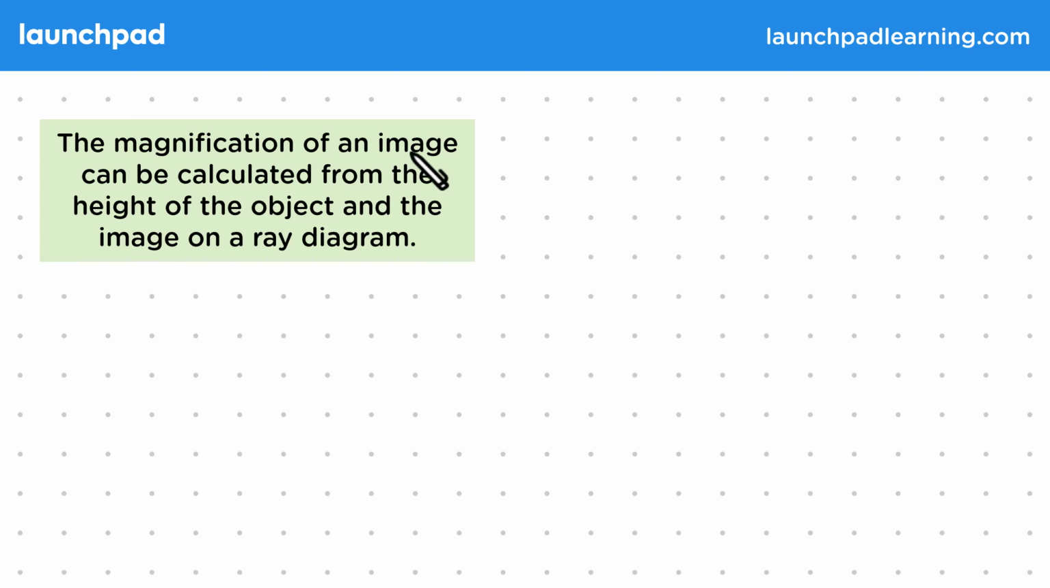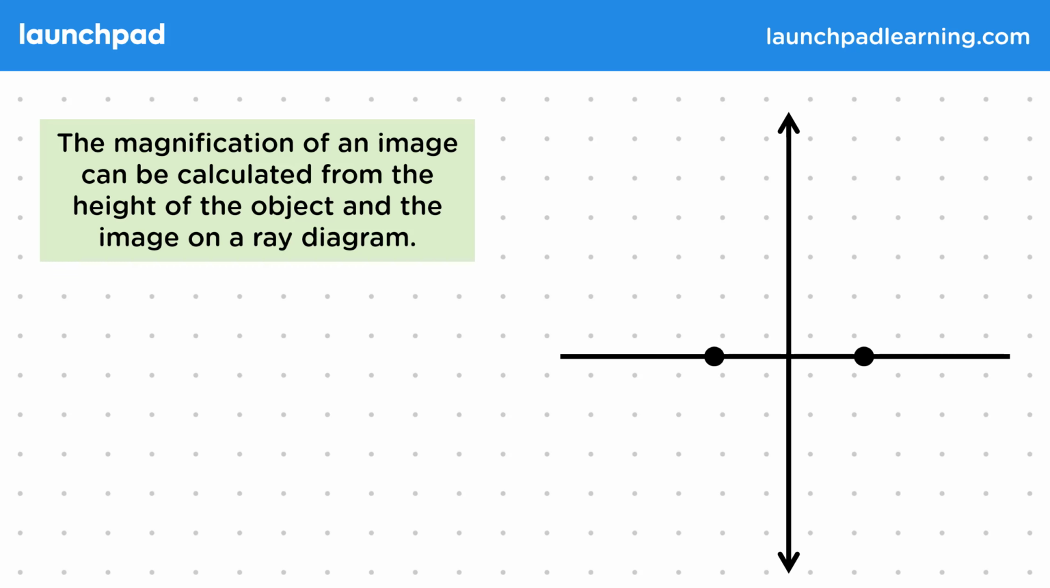The magnification of an image can be calculated from the height of the object and the image on a ray diagram. Remember that a ray diagram is a way of determining where and how an image is formed by a lens, which causes light rays from an object to converge or diverge. We'll start with this symbol representing a lens, in this case a converging convex lens.